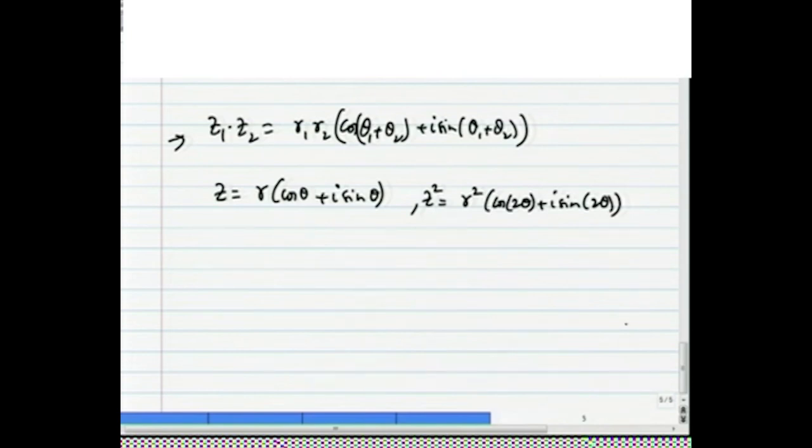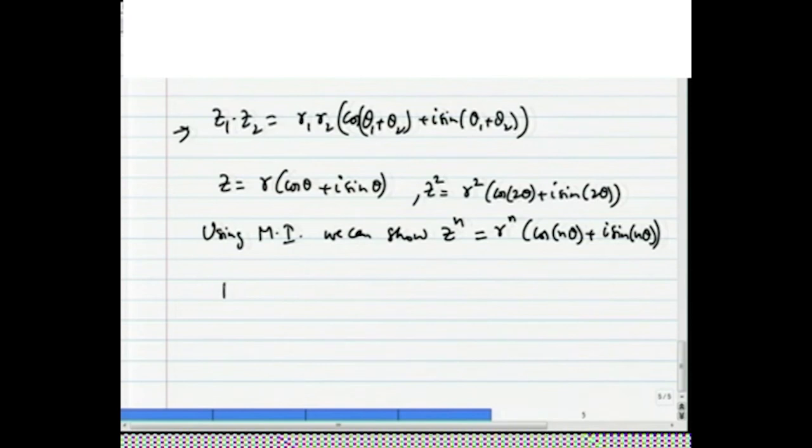Okay, so likewise we can show, using the principle of mathematical induction, I'll just say MI, we can show z power n, n a positive integer, is equal to r power n cosine n theta plus I sine n theta. The base case is clear. Base case n equals 1, so then z power 1 is equal to r power 1 cosine 1 times theta, which is theta, plus I times sine 1 times theta, which is sine theta. So this is true.